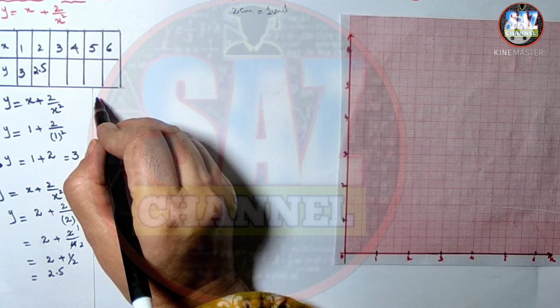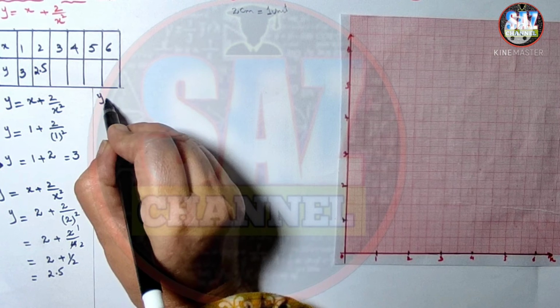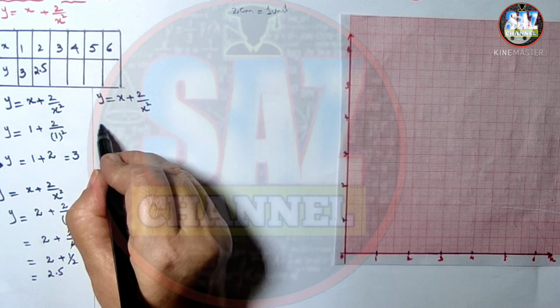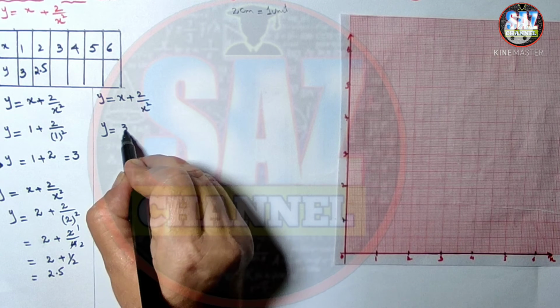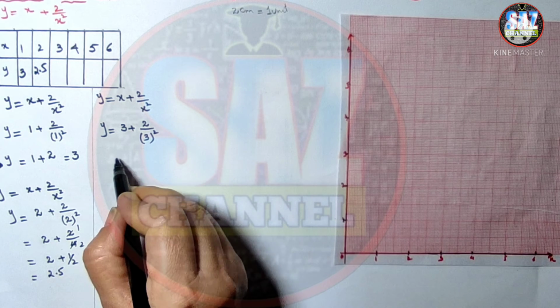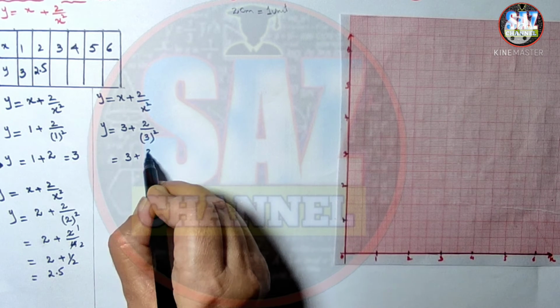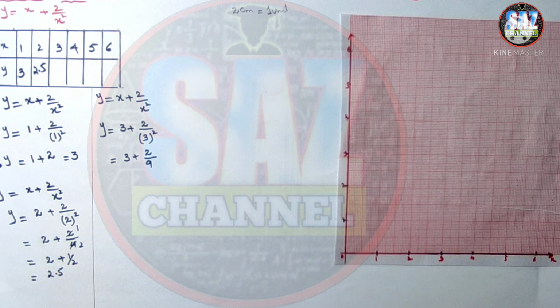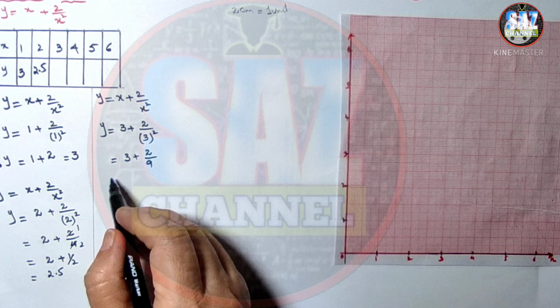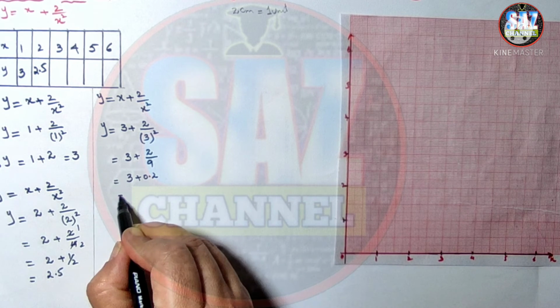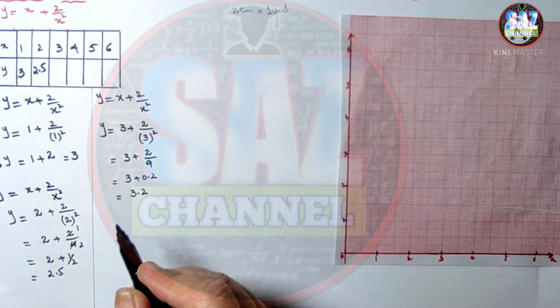Now the next value of x is 3. y equals x plus 2 over x square, and instead of x I replace 3, so 3 plus 2 over 3 square, and this will be 3 plus 2 by 9. We can check the value of 2 by 9 in decimal with the help of a calculator. That is 0.2. 3 plus 0.2 will give me 3.2.